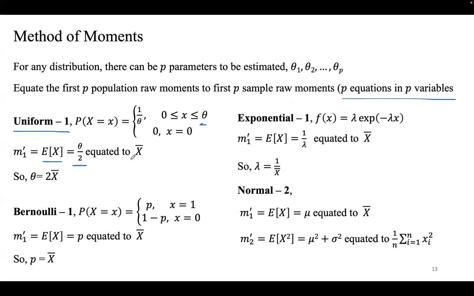So this is the sample mean that you can calculate. And theta by 2 is going to be the population expectation or population mean. So we will just want to equate sample mean and population mean. And we want to estimate theta. So we just rearrange. So theta by 2 is equal to x bar. Therefore, theta is equal to 2x bar. Right?